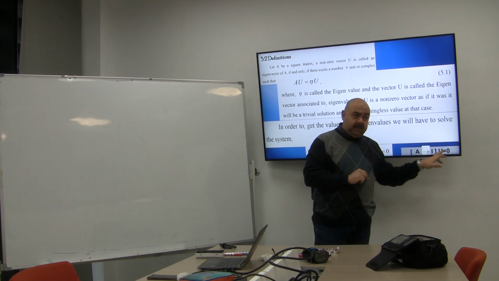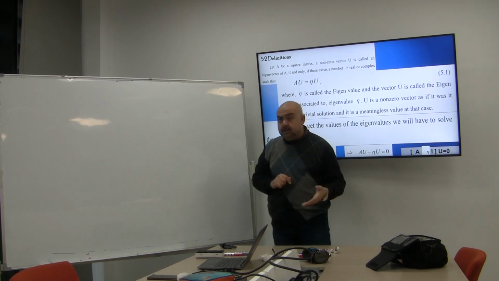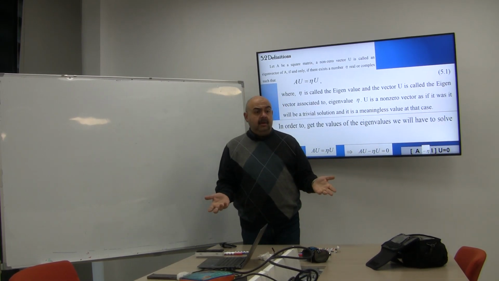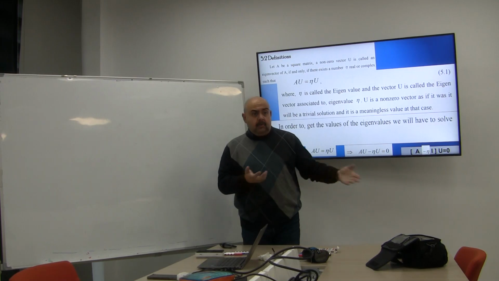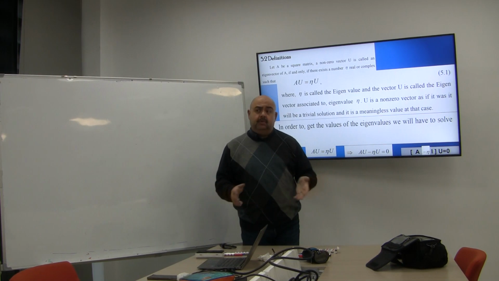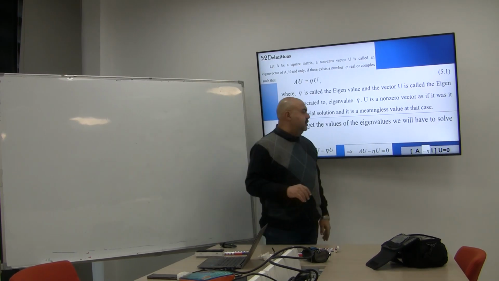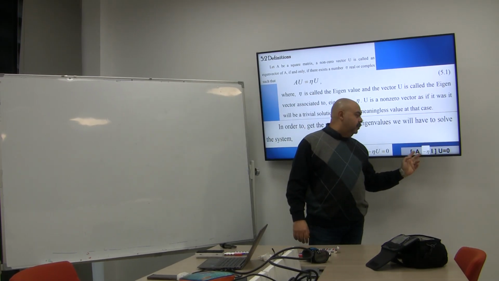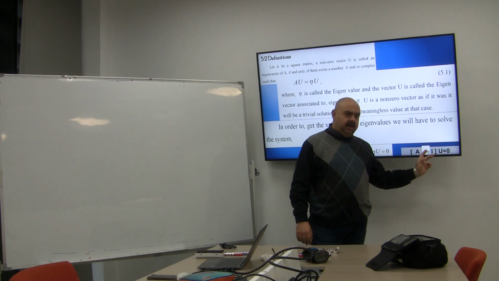So if U equals 0, it's the trivial solution. It doesn't mean anything. You will get the U vector equal to 0, which makes sense, since anything multiplied by 0 will equal 0, so it's a trivial solution. So I'm not going to consider this. I'm going to look for A minus eta I to equal 0.